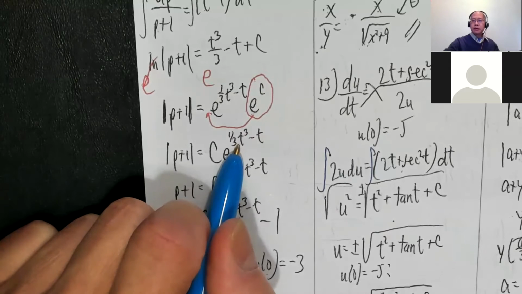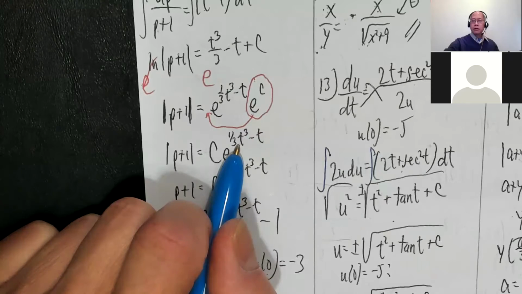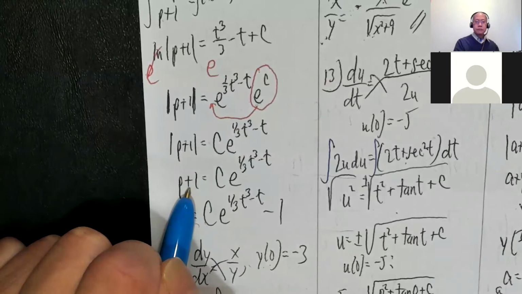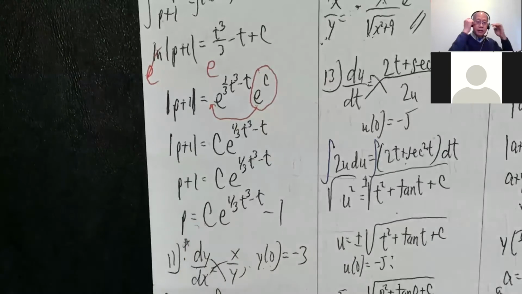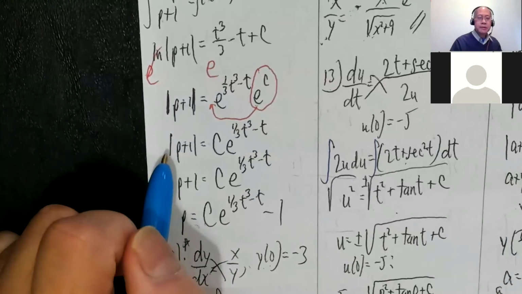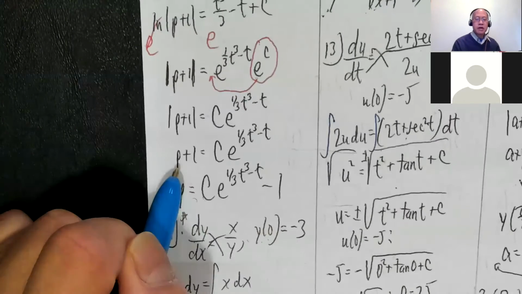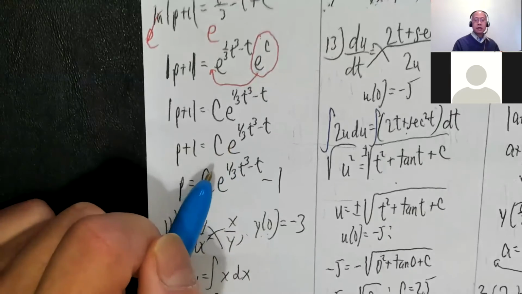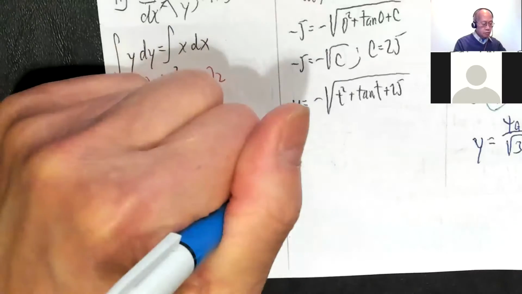Now, the next step looks really weird. I'll have to take some time to explain it, but if you just want to do it when it comes to a quiz or homework or test, that's fine. Take a look from here to here. I just dropped the bars, which is a valid step in this case. So how do I go from absolute value of p plus 1 equals c e to 1/3 t cubed minus t to just p plus 1 equals c e to 1/3 t cubed minus t? Okay, so I have to take a quick time out about absolute value. And I'll sneak that in over here maybe.